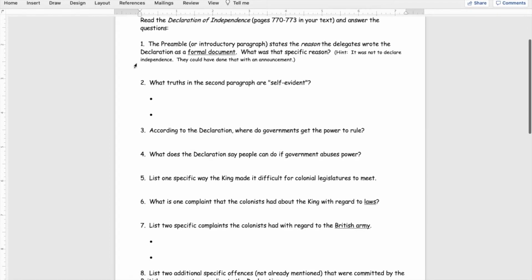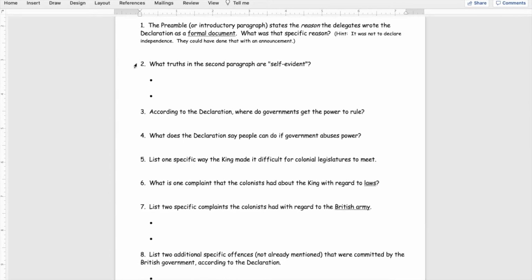Number 2, what truths in the second paragraph are self-evident? I believe it says, we hold these truths to be self-evident, that all men are created equal, that they are endowed by their Creator with certain unalienable rights, and that among these are life, liberty, and the pursuit of happiness. Very famous line. So if you said all men are created equal for number 1, and number 2, that they are endowed with unalienable rights, endowed, not undowed, endowed with unalienable rights, you got that correct.